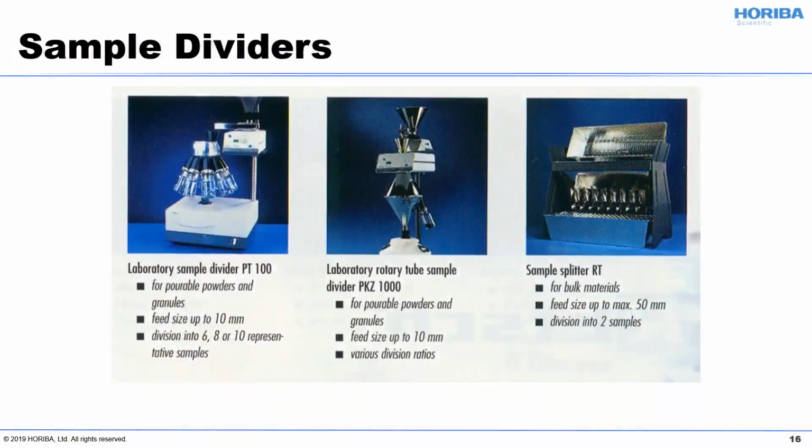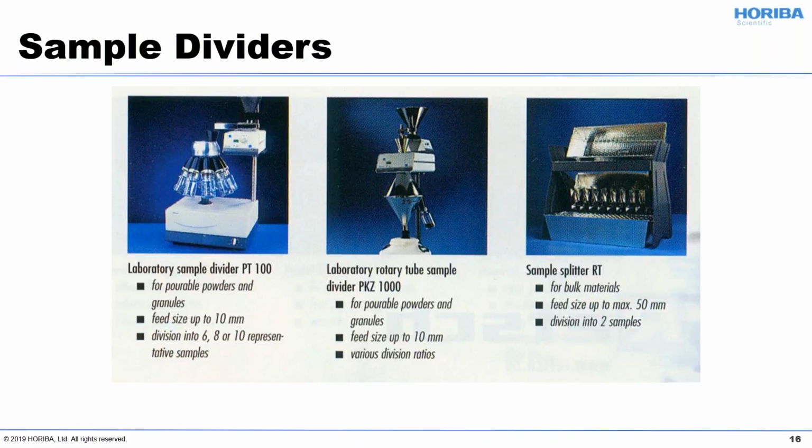And here are some pictures of sample dividers. On the left and the middle are rotary type devices. The one on the far left divides it into 6, I think that was 8, representative samples. Another example has one small quantity and one large quantity, so you're really trying to just take 1/8 of this material for the middle. And the chute riffler is on the far right and divides it into 2 samples.